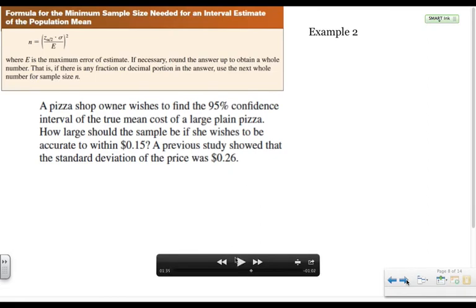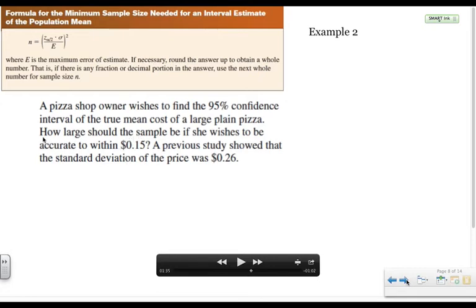Now, example 2 uses another formula. This one says, what happens if I want to have a 95% confidence interval around the mean if I want to be accurate within 15 cents? So this is important. It's saying, what's my margin of error? How much do I want my mean to vary? So this one I use a z-score with whatever confidence interval I am. In this case, it's 95%. My z-score is 1.96. And then my standard deviation, and then I divide it by my error. What do I want my error to be on my mean? And that's usually this number here.